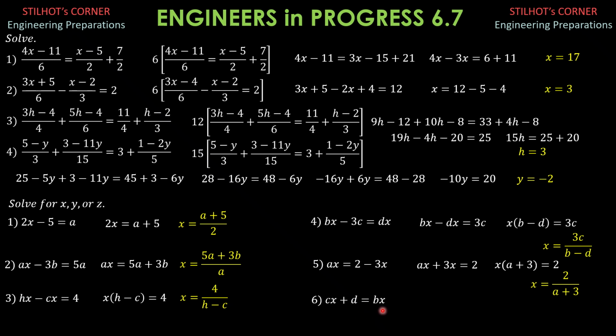Here, transpose bx to the left, d to the right. So we have cx minus bx equals negative d. Factor out x, or negative x. Then we have negative x times b minus c equals negative d. So negative d over negative is positive. Divide everything by b minus c. So x is d over b minus c. And if we put the restriction, b should not be equal to c, because when that happens, x is undefined. The denominator would be 0.